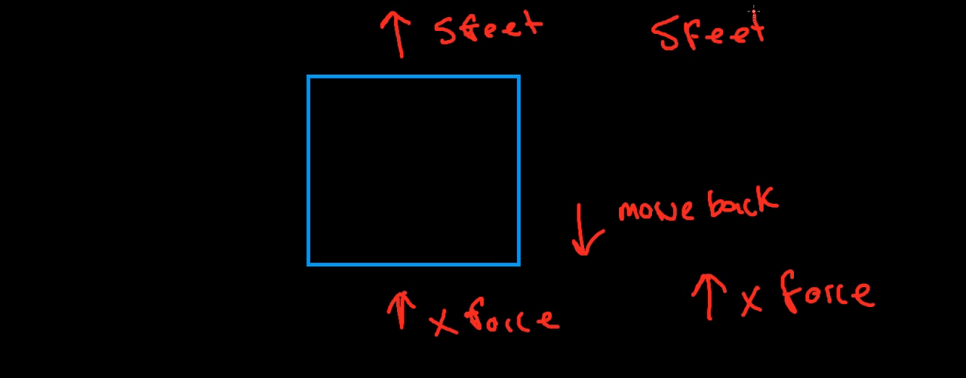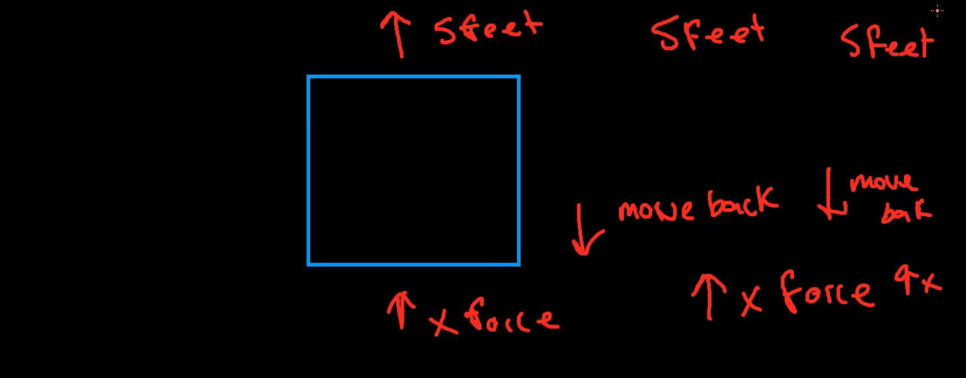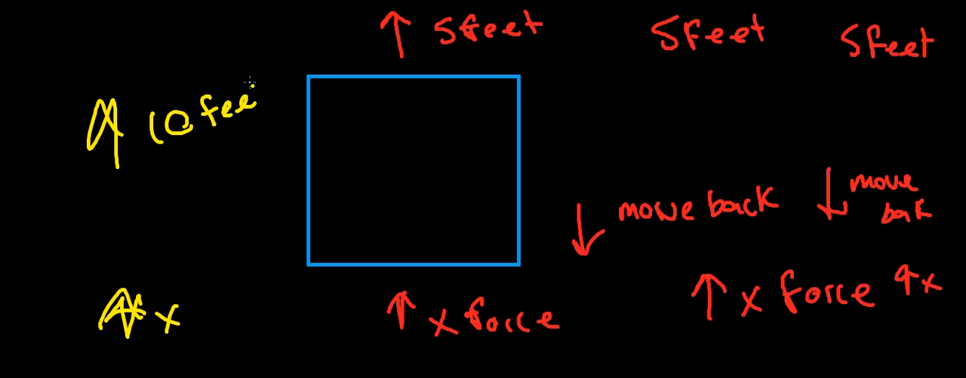I can keep doing this forever and ever. I move it back again and push it with X force again, and it's again going to go 5 feet. It's always going to go 5 feet. So that's what I'm saying: for every input, there is only one possible output. I'm not going to push it with X force and then have it go, let's say, 10 feet. That's never going to happen.